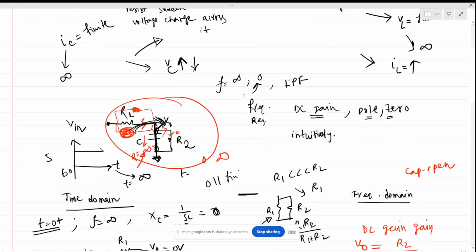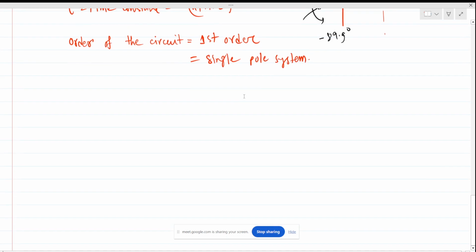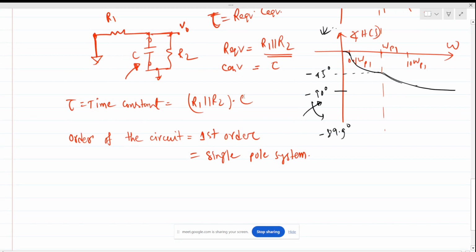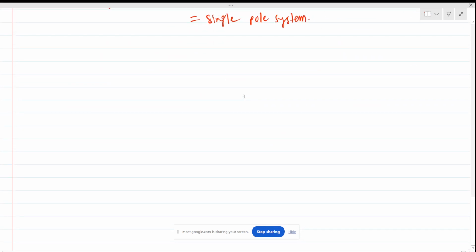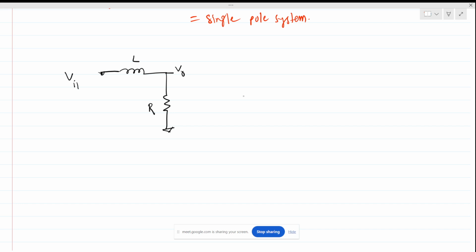So this circuit is okay. Now I am drawing another circuit. Okay, let me draw an inductive circuit. Can anyone comment which type of filter is this?